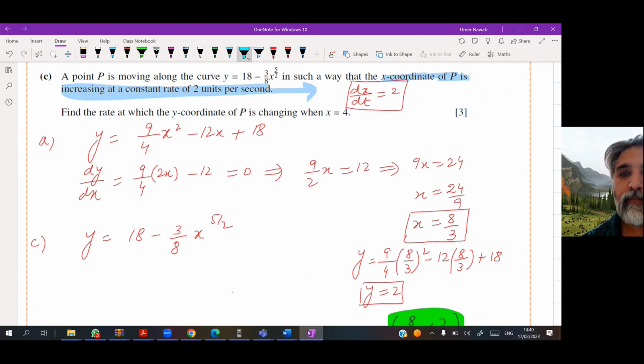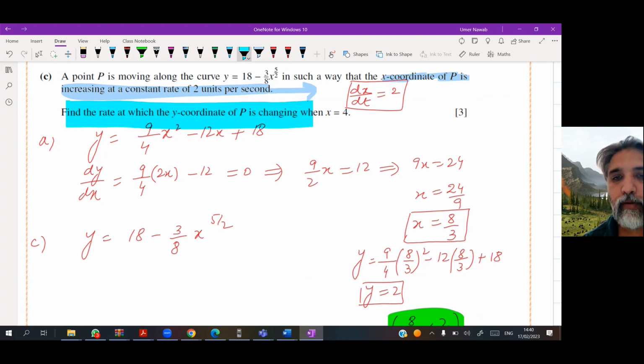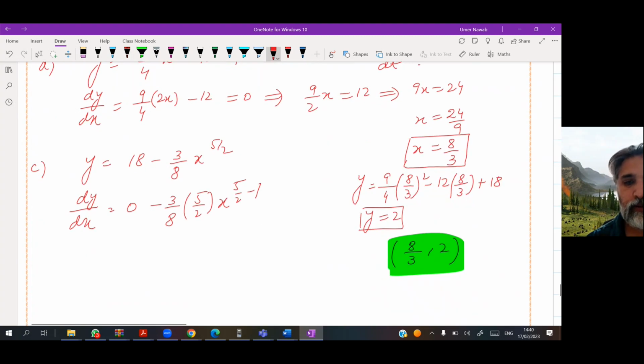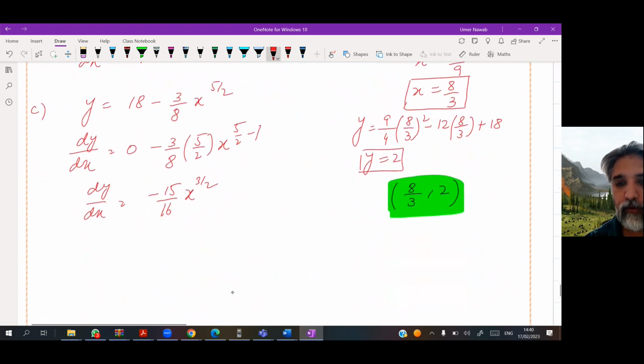And he's asking you what? He's asking you the rate of y. In other words, he's asking you dy over dt. So let's try to find dy by dx from here. 18 is 0, minus 3 over 8, 5 over 2 goes back, 5 over 2 minus 1. So dy by dx is minus 15 over 16, x to the power 3 over 2. Substitute the value of x, which is given to you, 4.